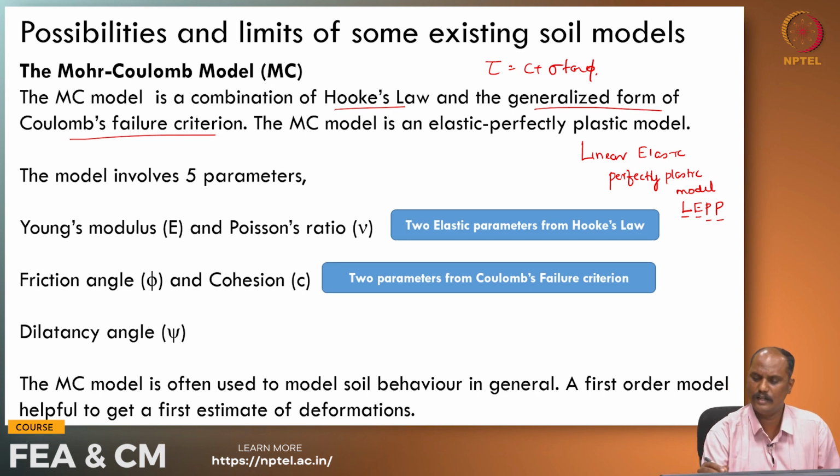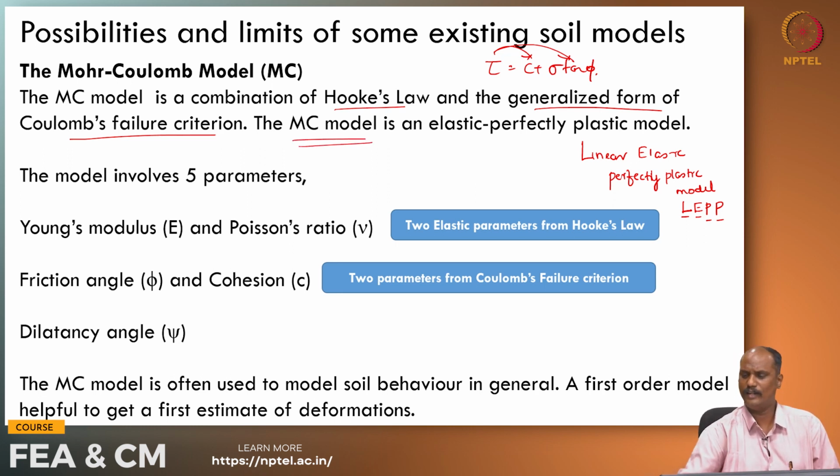So, the shear stress is related to these two components, cohesion and the friction component. This Mohr-Coulomb model is an elastic perfectly plastic model, or LEPP model. It basically involves 5 parameters. One, the Young's modulus E, Poisson's ratio nu, the friction angle phi, and then the cohesion C.